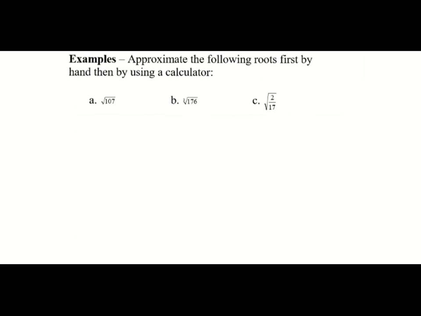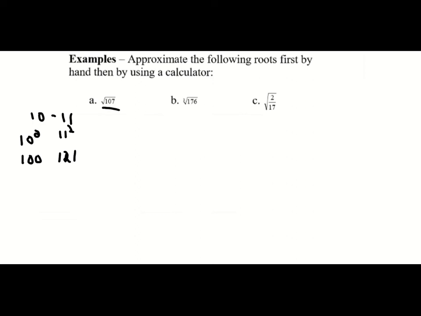All right, so the first one we're going to do is find the square root of 107. It says to approximate first by hand, then using a calculator. Here, the square root of 107, I know that my answer is going to be between 10 and 11. It's going to be 10 point something. You may ask, how do I know that? Because I know that 10 squared is 100, and 11 squared is 121. 107 is between those two numbers, so my answer is going to be between those two numbers.